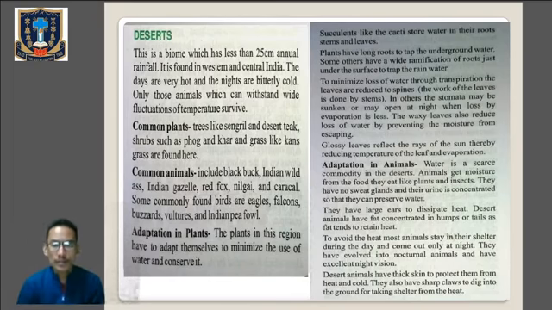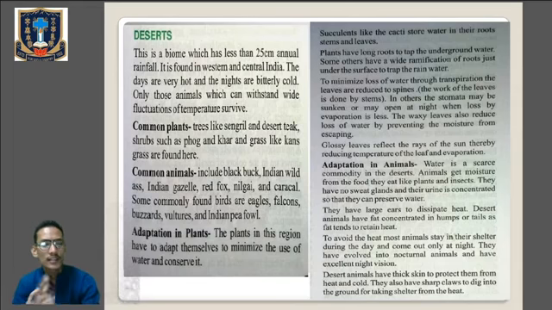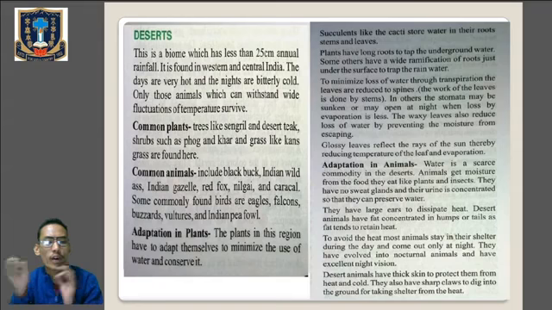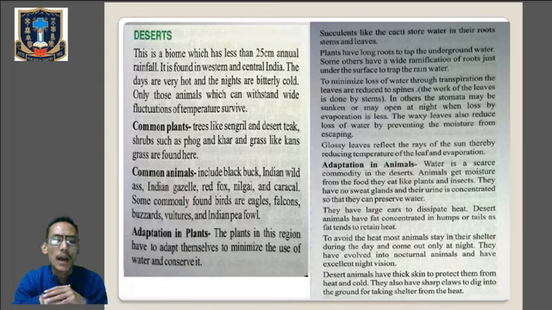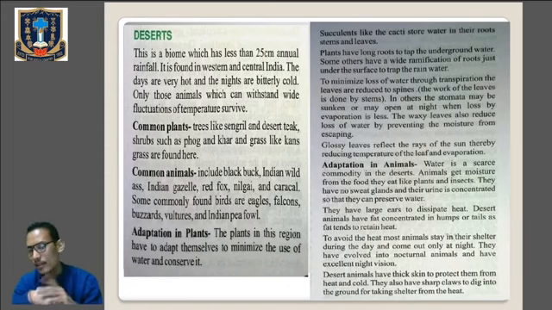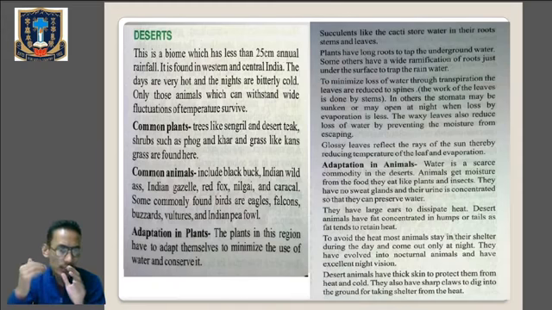So let's see the common plants. Trees like sangri and desert teak, shrubs like oak and ker, and grasses like cans are found here in the desertic biome. Animals like blackbuck, Indian wild ass, Indian gazelle, red fox, nilgai and caracal are a few animals present in the desertic biome. Common birds like eagles, falcons, buzzards, vultures and Indian peafowls are also present.